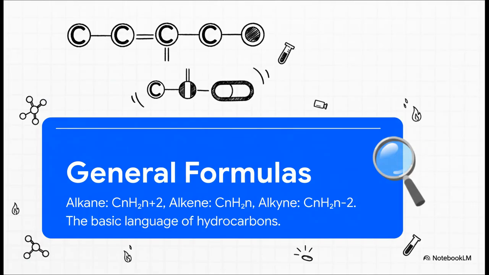First up, the absolute basics. You have got to know these cold. It's like the alphabet. Alkanes, CnH2n+2, totally saturated. Alkenes, CnH2n, got that double bond. And alkynes, CnH2n-2 with a triple bond. Simple. This is the basic language we're going to be speaking.